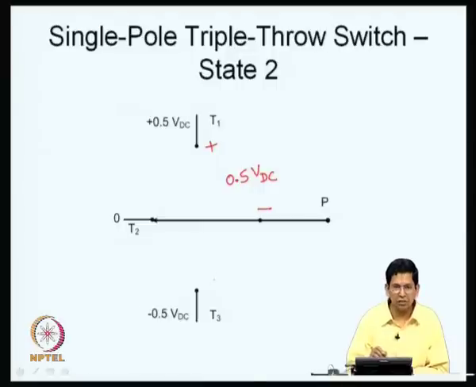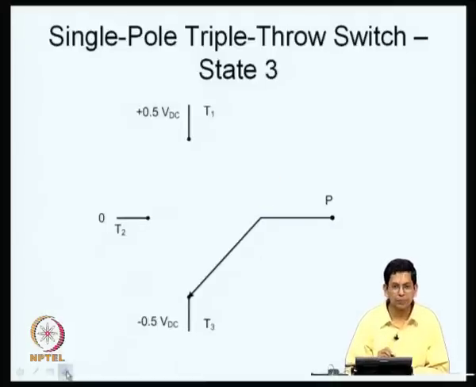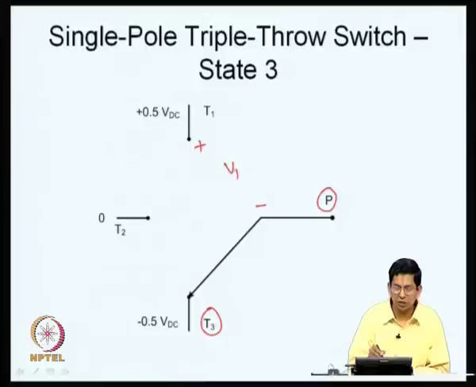Again, between P and T3 the switches are off. So, P is positive with respect to T3, and the potential difference between the two is once again 0.5 VDC. Once again you go to state 3, the pole is connected to the bottom throw T3, and between P and T1, T1 is positive, P is negative, and the potential difference is VDC. So, these switches are in the off condition and they are blocking a potential equal to VDC, and similarly the devices between P and T2 block a potential which is equal to 0.5 VDC, as indicated here. So, this is what you have now.